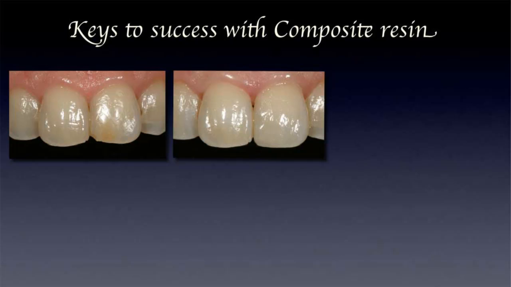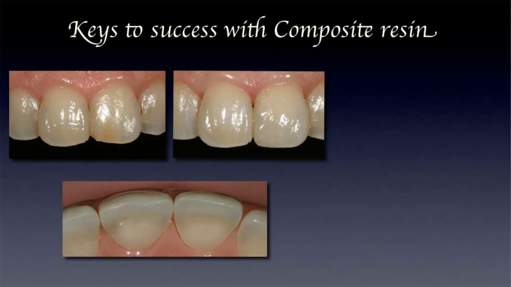Some of the keys to success with composites: you want to have good shade selection. You want to have a base shade, and variations to this shade. You want to be able to see characterizations as well as translucency, so you're able to create a nice selection of color. And remember, select your shade before you actually start working. Then the next milestone of success is preparation design. I do that double bevel technique with the scalloping of the second bevel. Very important in order for you to create an invisible margin.